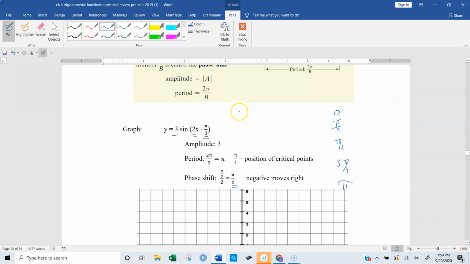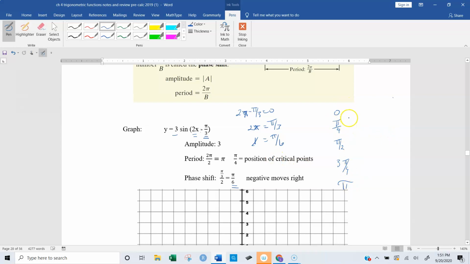So now we are really just taking 2x minus pi over 3 and setting it equal to 0. You add your pi over 3, you divide by 2. So x equals pi over 6. It's literally the same thing we have done on everything else. So now I got a pi over 6 move.